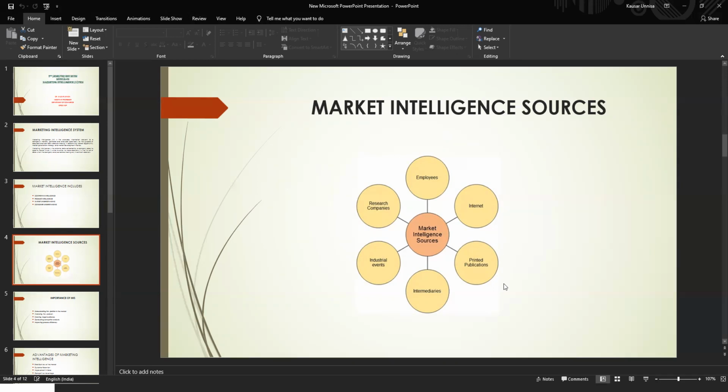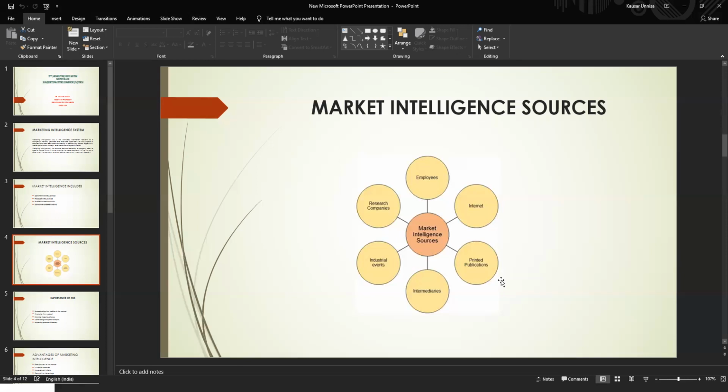And the third one is nothing but printed publications. Printed publications are in the form of newspapers, magazines, or some other publications, where we are able to collect the data, and also the recent changes in technology. All this information can be available in both the cultural and also the political events.